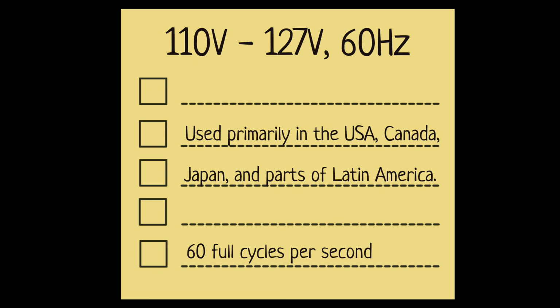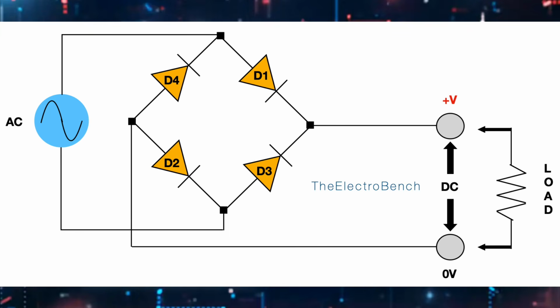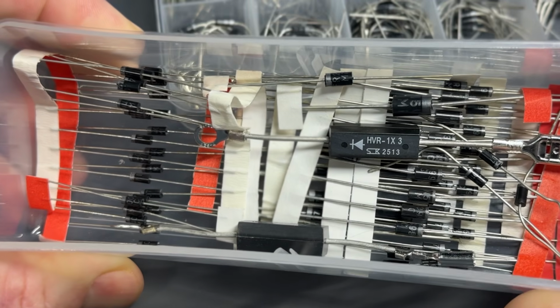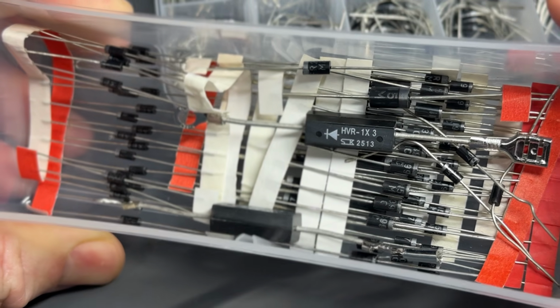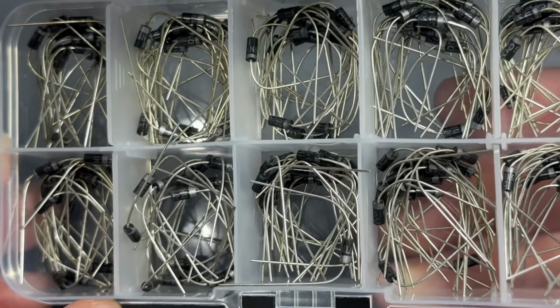When we look at the oscilloscope, this appears as a sine wave, which is swinging above and below zero. But most electronic circuits require DC current, which flows in only one direction. Rectification is just the process of converting AC into DC using diodes, which act like one-way valves for the current. But now let's build one and see exactly how it works.